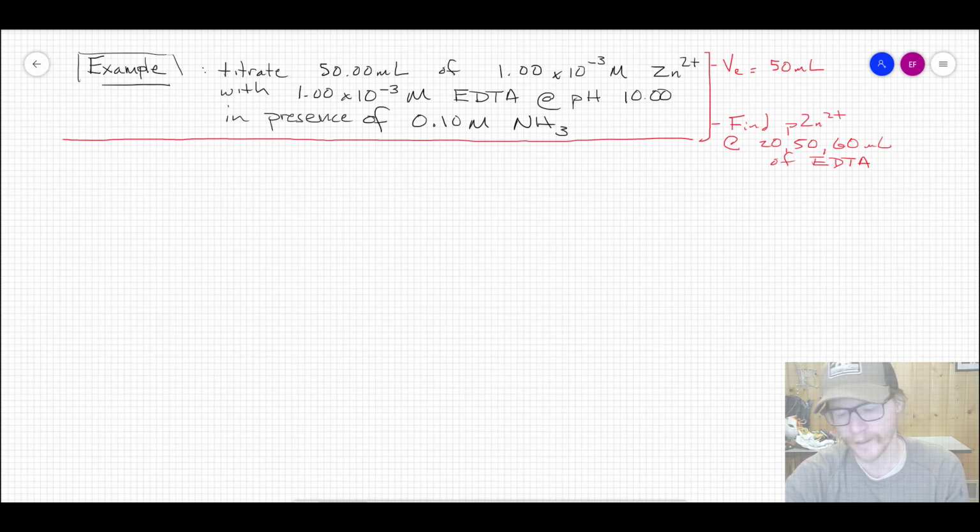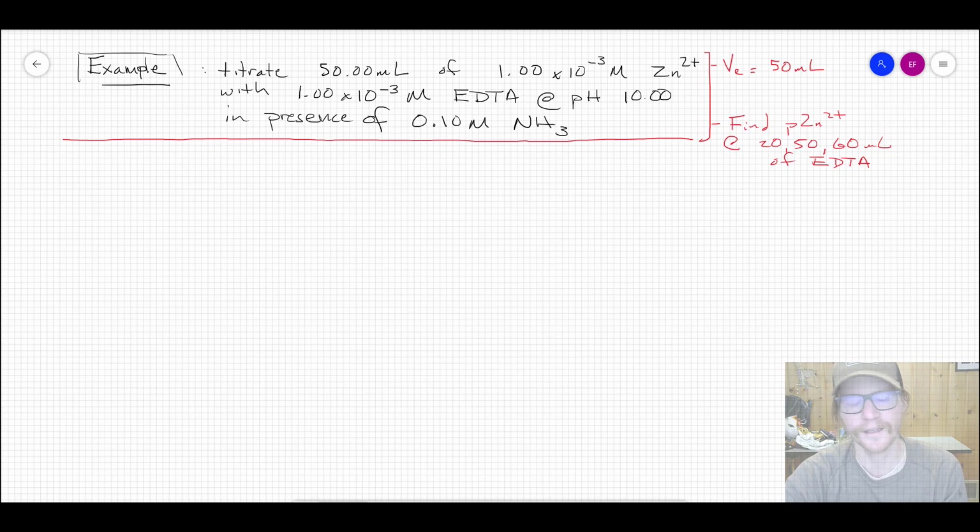Okay, so we'll do one quick example of how to compute different parts of an EDTA titration curve in the presence of an auxiliary complexing agent or another ligand, in this case ammonia. So the example we have is that you're titrating about a millimolar of zinc ion with a millimolar concentration EDTA fixed at pH 10 with a buffer, but you do that in the presence of 0.1 molar ammonia.